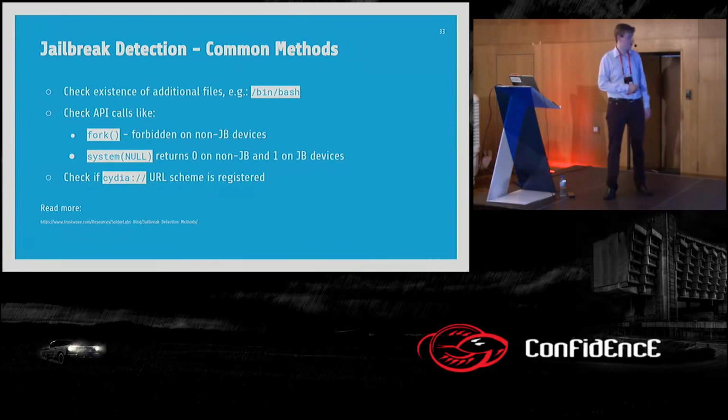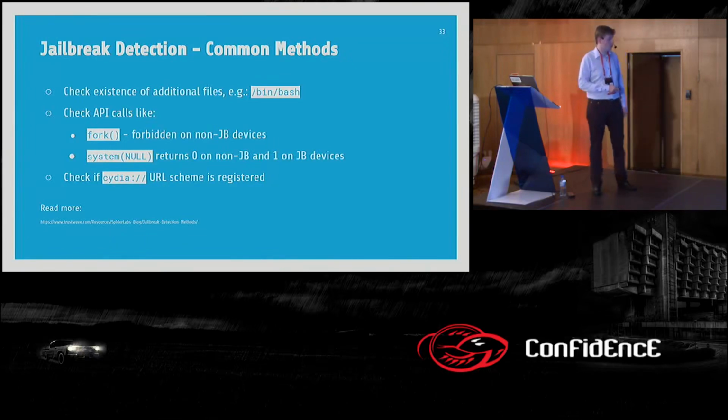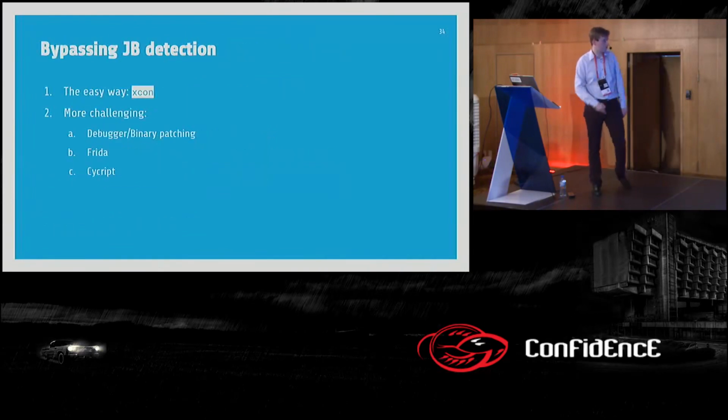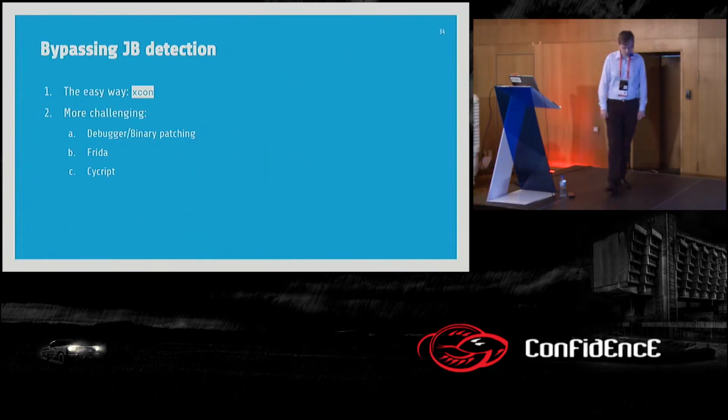So first of all, it checks for existence of additional files that are installed during jailbreaking, like bash. It also can check for API calls. Forking is forbidden on non-jailbroken devices. System null normally would yield you the currently available shell. And also, Cydia URL handler, this third-party app store. It checks if the URL scheme is registered. I also included an article for reference if you want to read more.